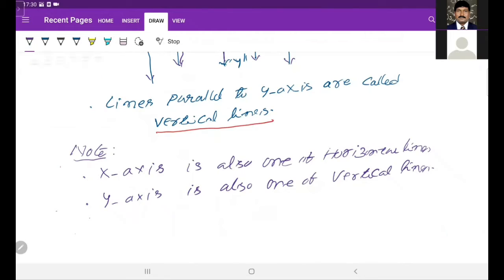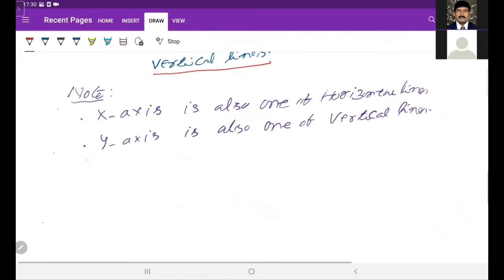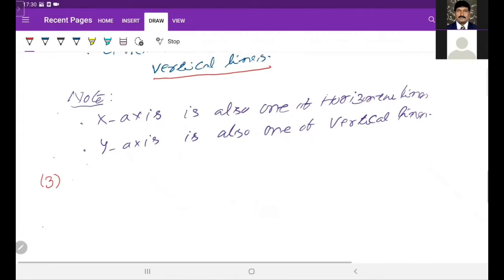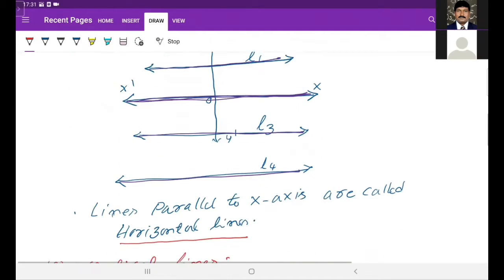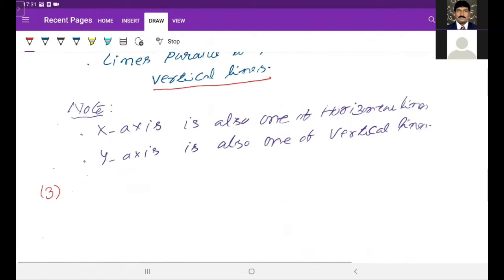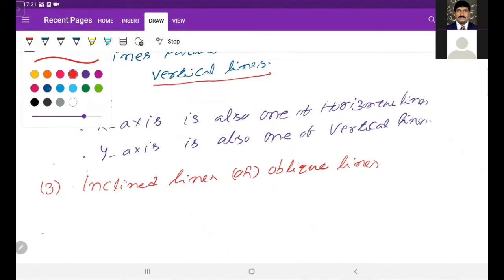Next, third type. Third type of the lines. Types of the lines now. Present is types of lines. First type is horizontal line. Second one is vertical line. Next, third type is inclined lines. Inclined lines, other name it is oblique lines. Okay, inclined lines or oblique lines.